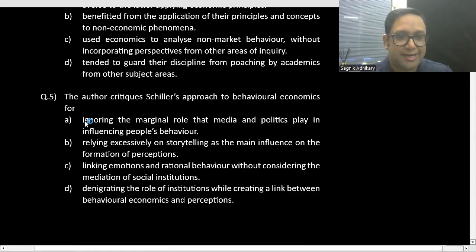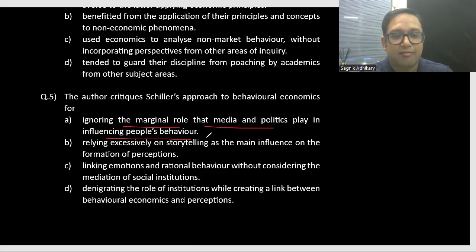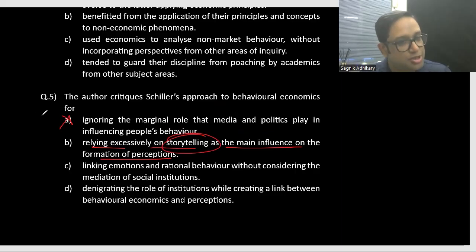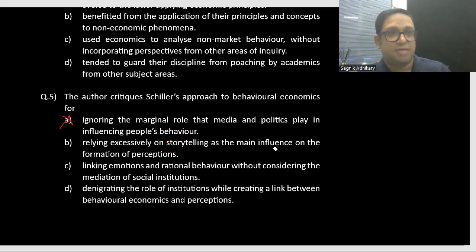Let's look at the options again. Option A: ignoring the marginal role that media and politics play in influencing people's behavior. Politics, yes. Media, not so much. So this is incorrect. Option B: relying excessively on storytelling as the main influence on the formation of perception. Storytelling was mentioned, but this is not mentioned as a problem. Storytelling was mentioned to be the methodology. The problem was that it did not quite consider the socio-political outcome.